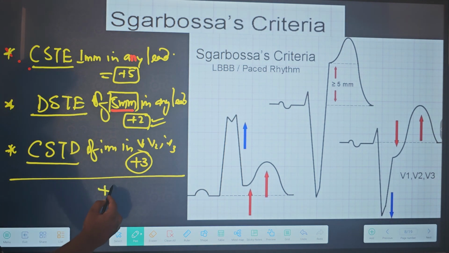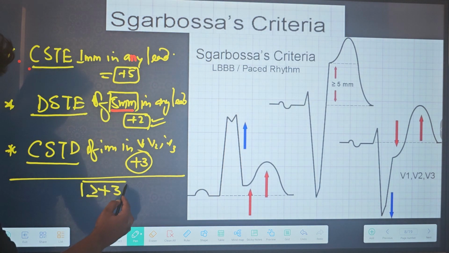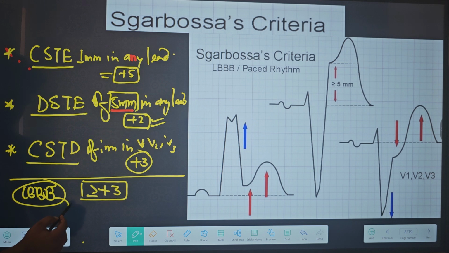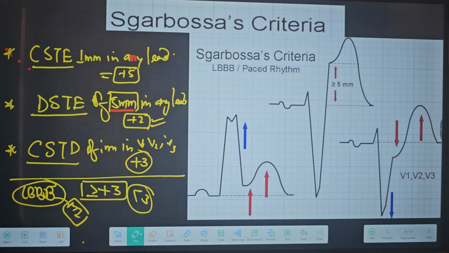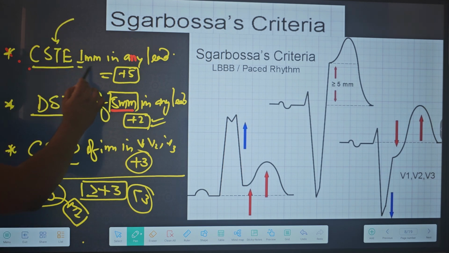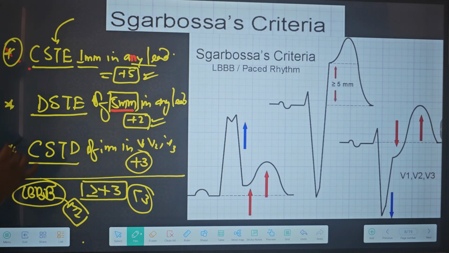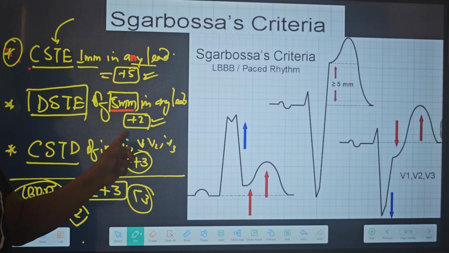If we get a value of +3 or more than +3, then we will say that there is high chance that this left bundle branch block is most probably caused because of the MI. Otherwise, if the value is less than 3, then we will look for the other causes of left bundle branch block. Now you are seeing that concordant ST segment elevation of 1 millimeter in any lead is given +5 points. This is the most important. Then discordant ST segment elevation of 5 millimeter in any lead is just given +2 points.